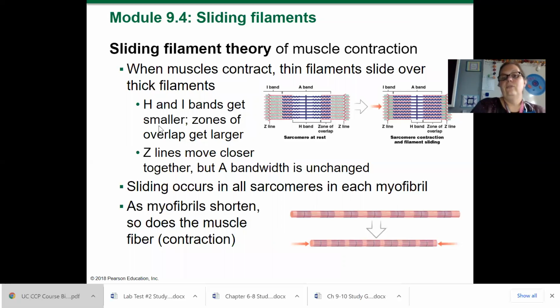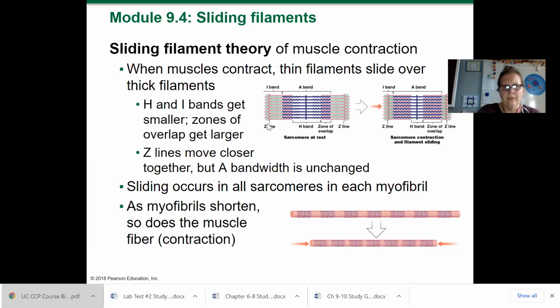So that means that, if you remember from the first slide here, the H and the I bands get smaller. So here's an I band, and here is an H band, so they're going to contract, it's smaller. The zones of overlap are actually going to get larger. So this right here, where there is overlap, is going to extend because the I band here is shortening, and so this is what you get.